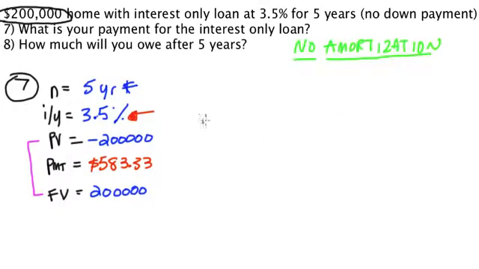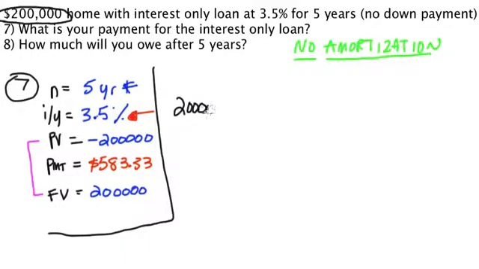If you want to find it mathematically, and if you're not interested, then just ignore this. If you want to find it mathematically, you can just take $200,000 times the percentage, 0.035, and then divide that number by 12, and when you solve for that number on your calculator, you will get 583.33. So that is your answer to number 7.